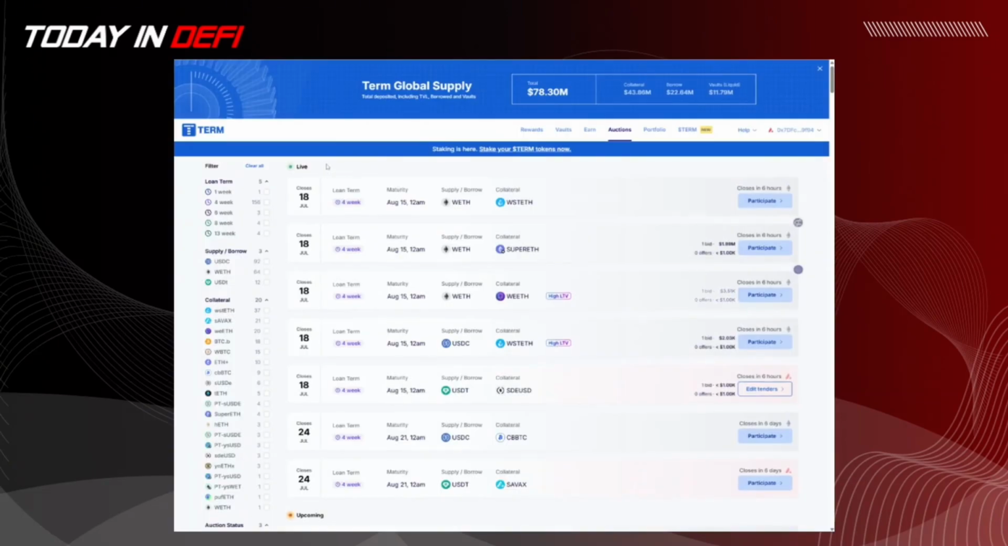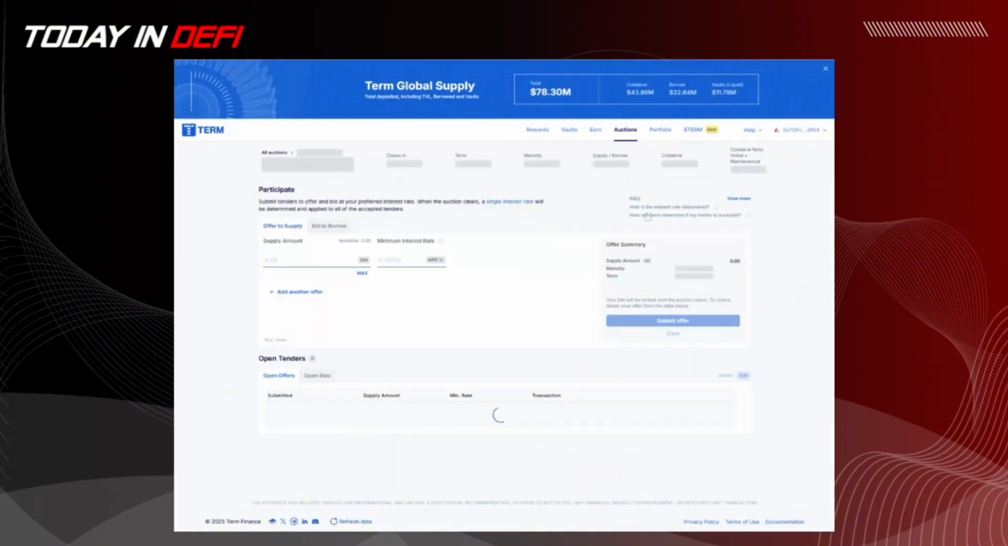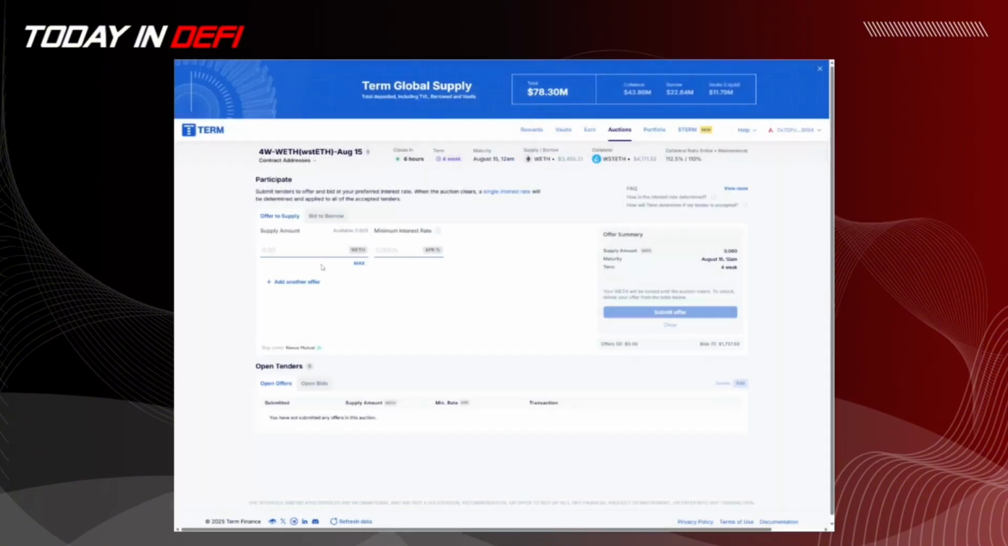Probably the most famous within this category is Term Finance. So Term Finance, just like its name, is financing everybody with a fixed term. So anyone can come here and either supply liquidity or borrow from the counterparty, other users, at a fixed rate. So you can see there are so many auctions here, and then you can choose to participate in the auction.